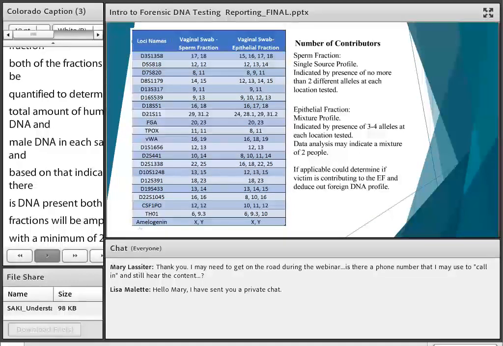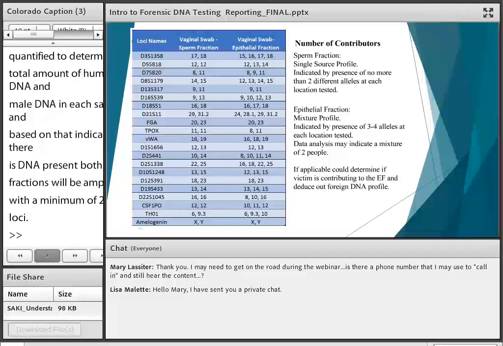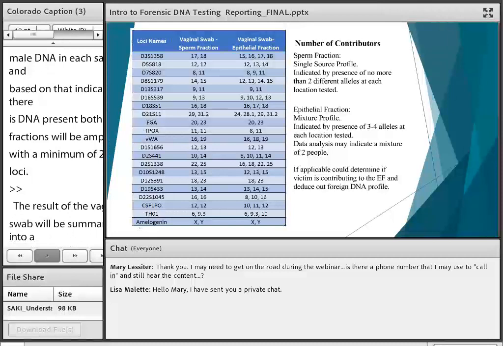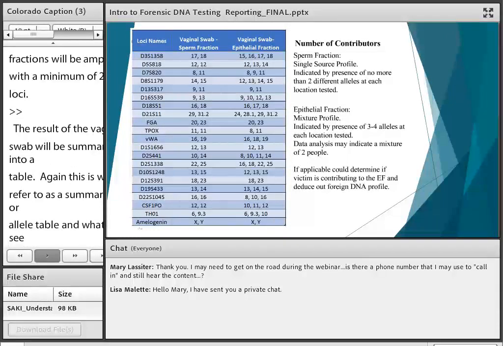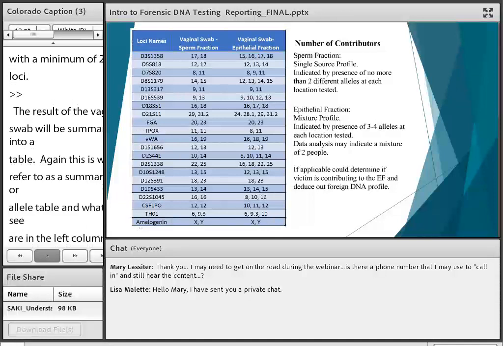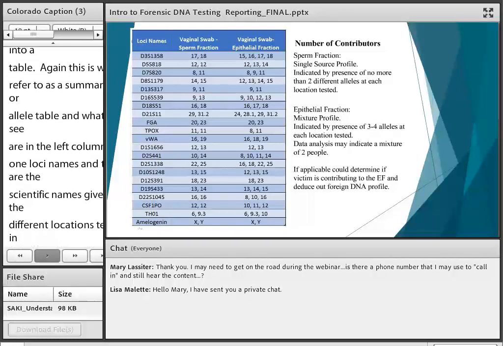The results of the vaginal swab will be summarized into a table. So again, this is what I refer to as a summary table or an allele table. In the left column, you see loci names. Those are just the scientific names given to the different locations that were tested in the DNA. You can see the word amylogenin, and that's referring to the testing that occurs on the sex-determining markers.